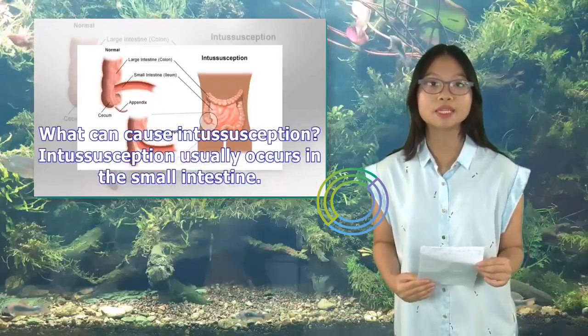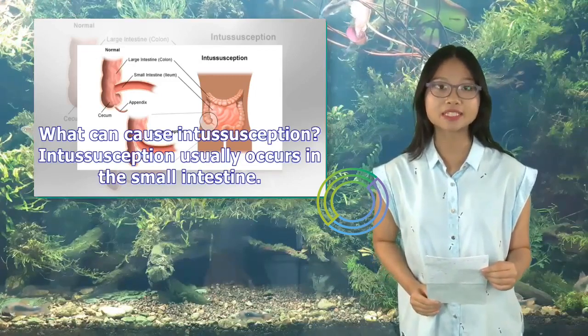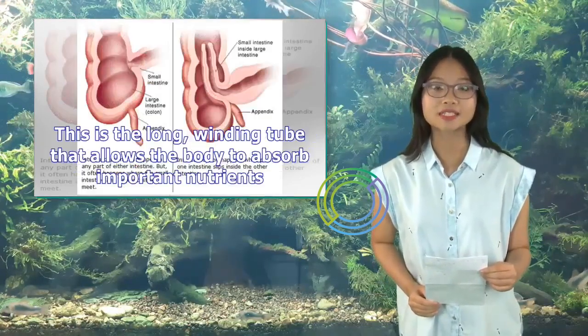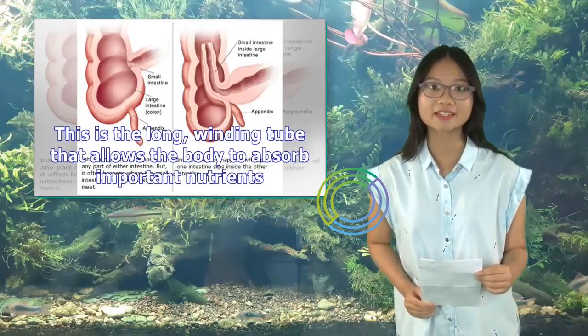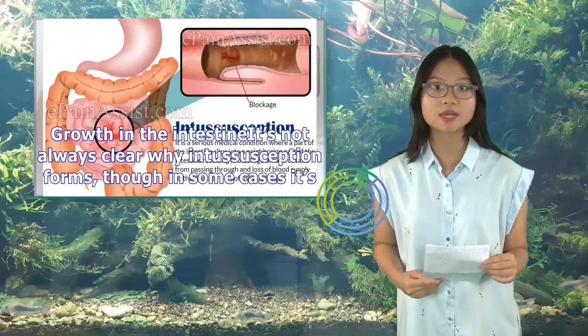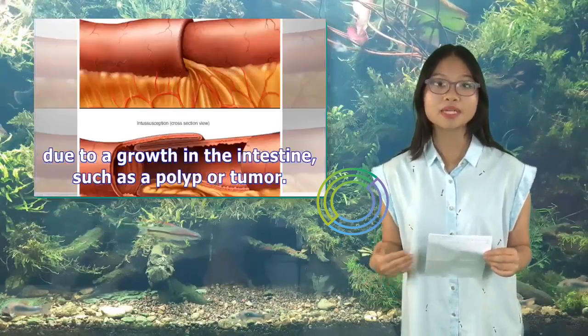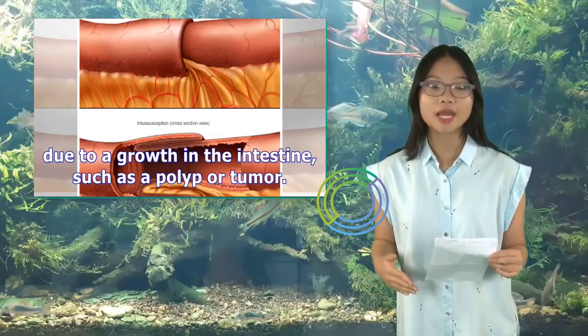What can cause intussusception? Intussusception usually occurs in the small intestine. This is the long, winding tube that allows the body to absorb important nutrients. Growth in the intestine. It's not always clear why intussusception forms, though in some cases it's due to a growth in the intestine, such as a polyp or tumor.